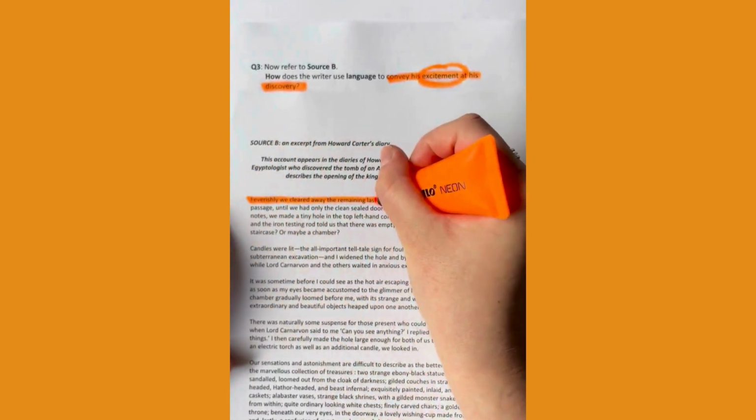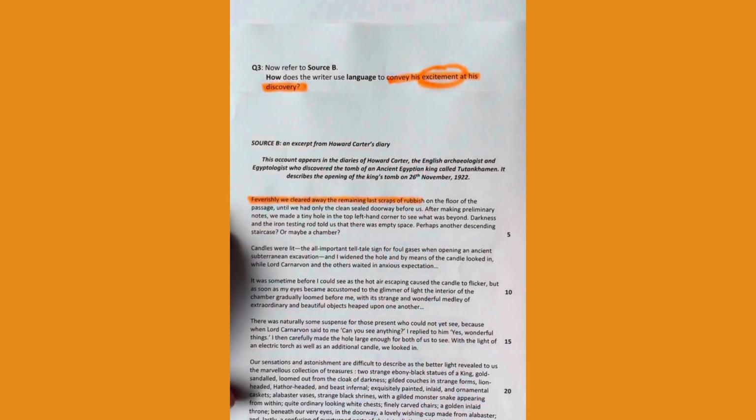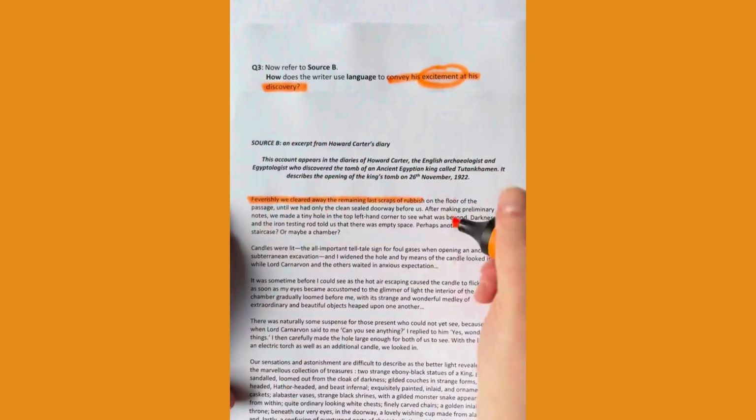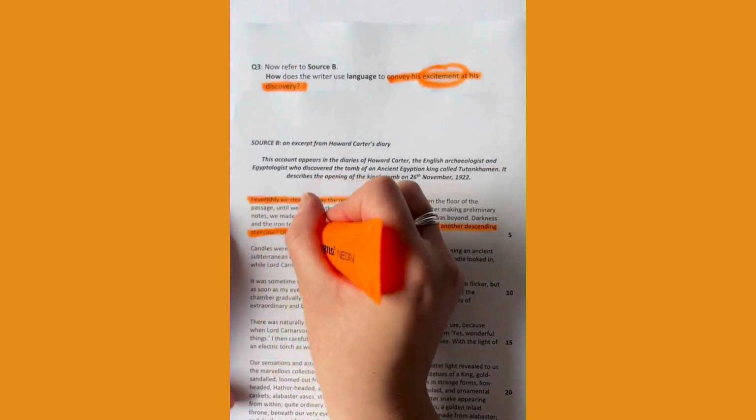Now we know where we're looking, now we know what we're looking for, you need to take the extract and start to look for anything that you could possibly use for this question. I'm obviously not going to read all of it because that will take too much time up, but I'm going to show you the process that I go through to answer this question. So anything that shows excitement, remember, that's our key phrase. Feverishly, we cleared away the remaining last scraps of rubbish on the floor. Then we've got perhaps another descending staircase or maybe a chamber.